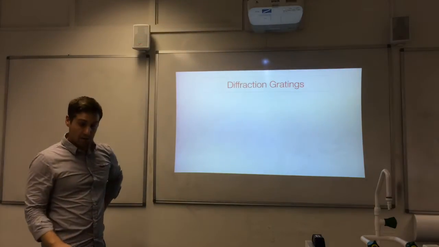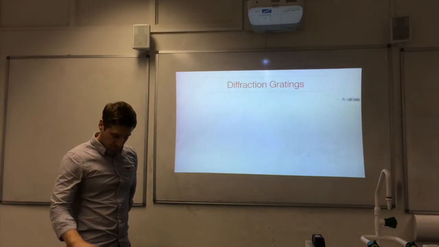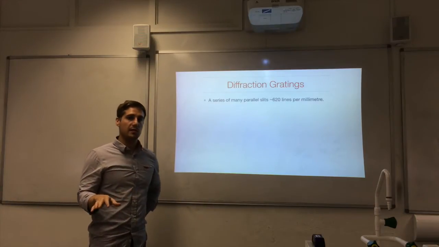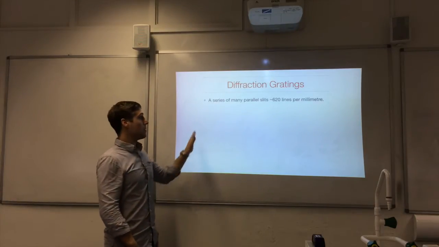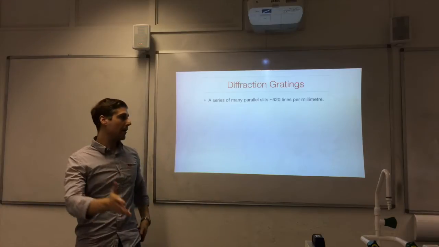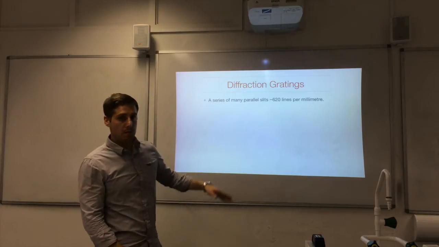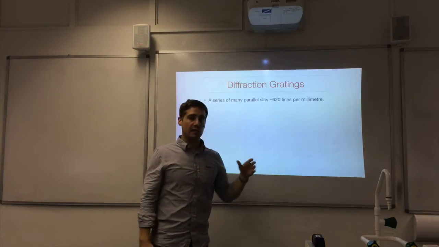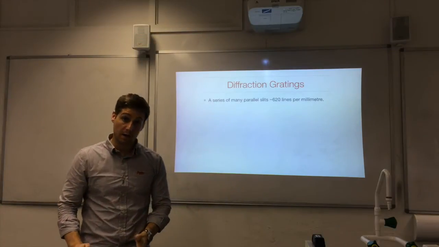Okay, diffraction gratings then. Here you have a series, not of just two slits, but many slits which are all parallel to each other. So if you're dealing with light, you could be looking at something like 620 lines per millimetre.